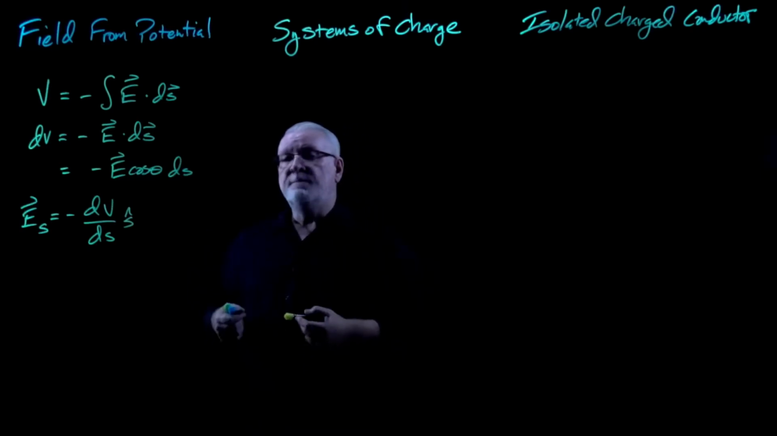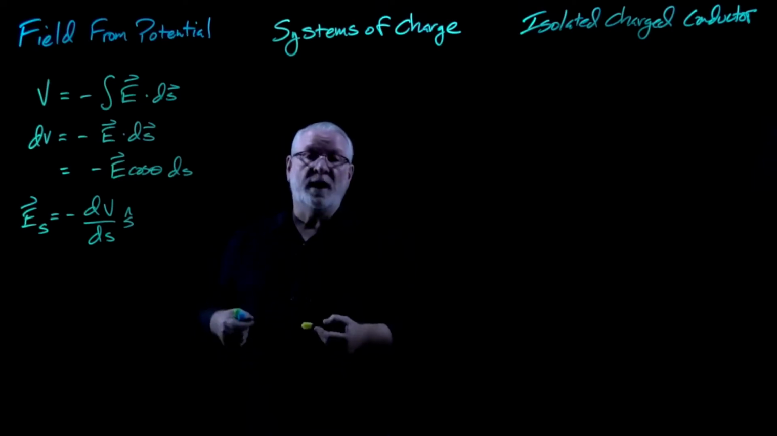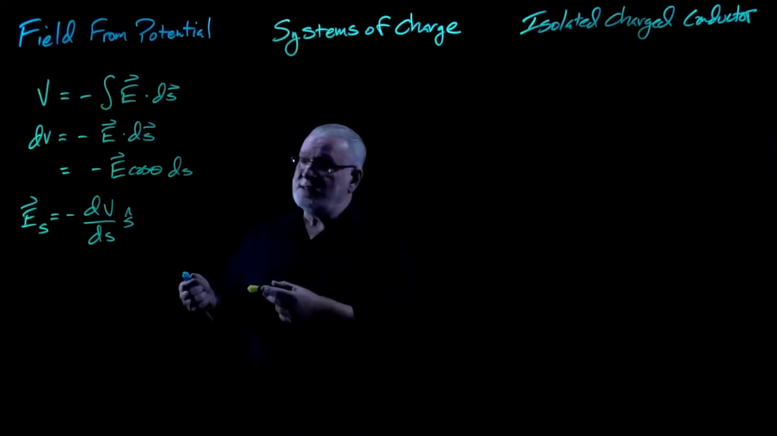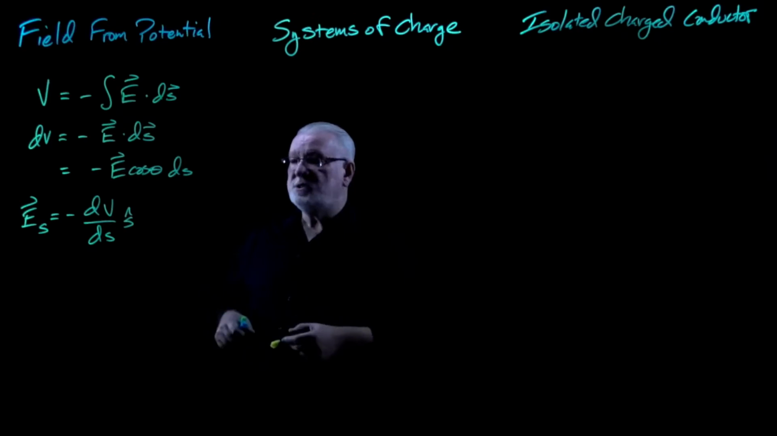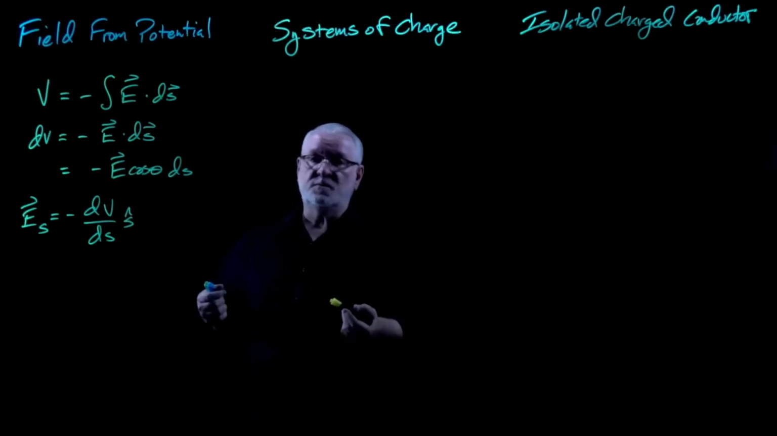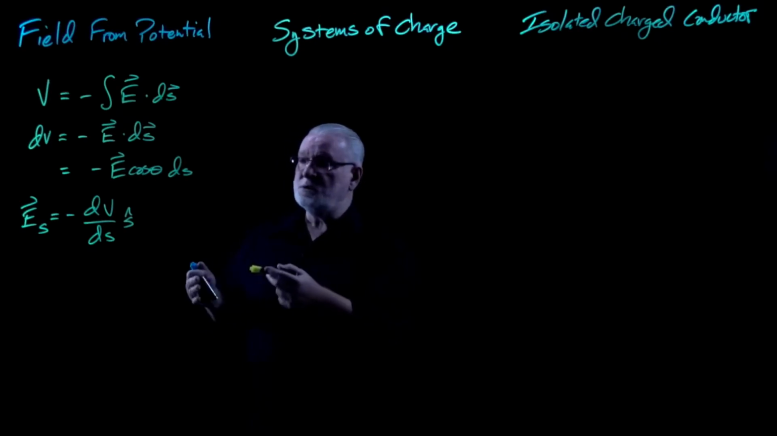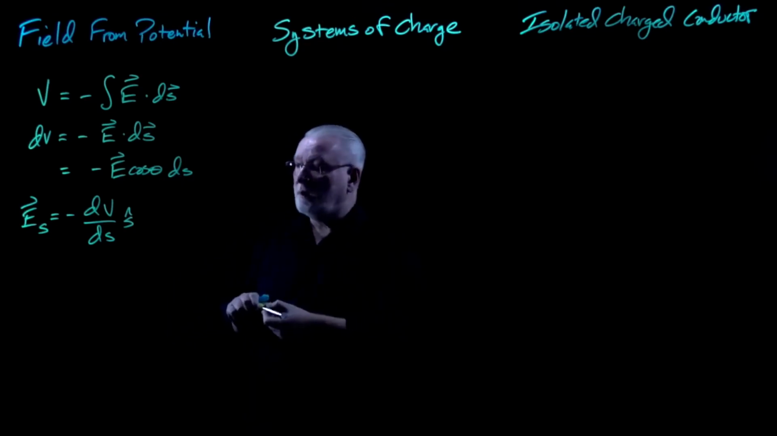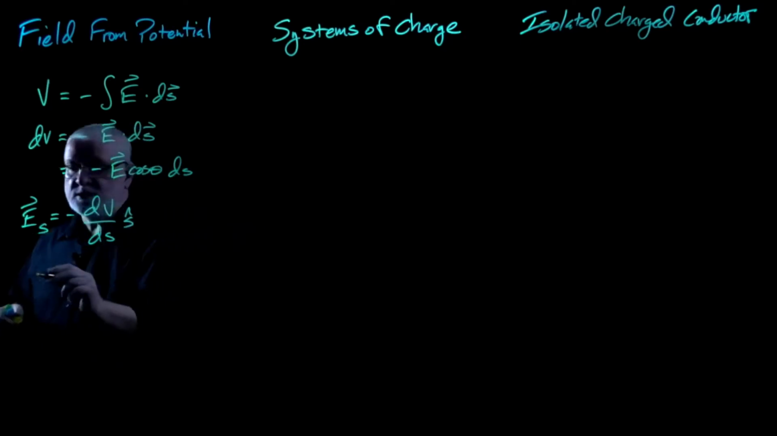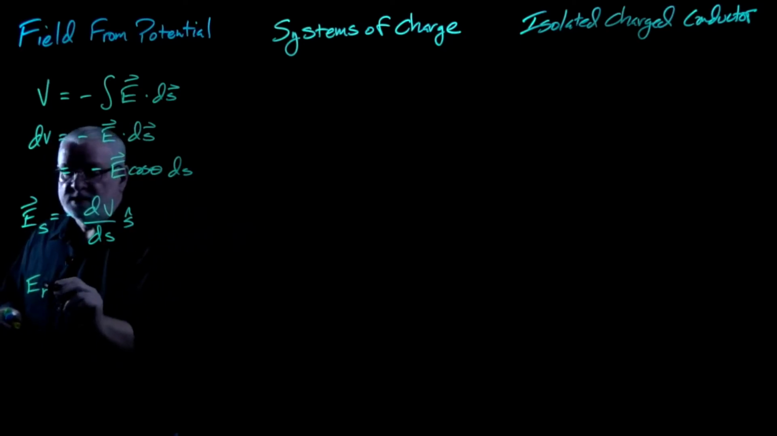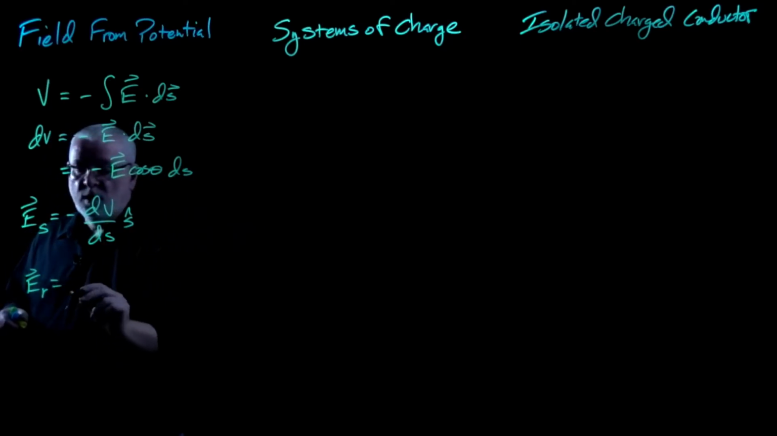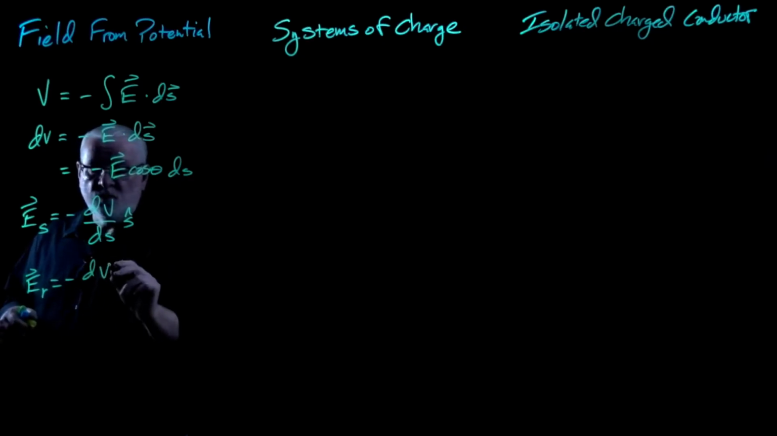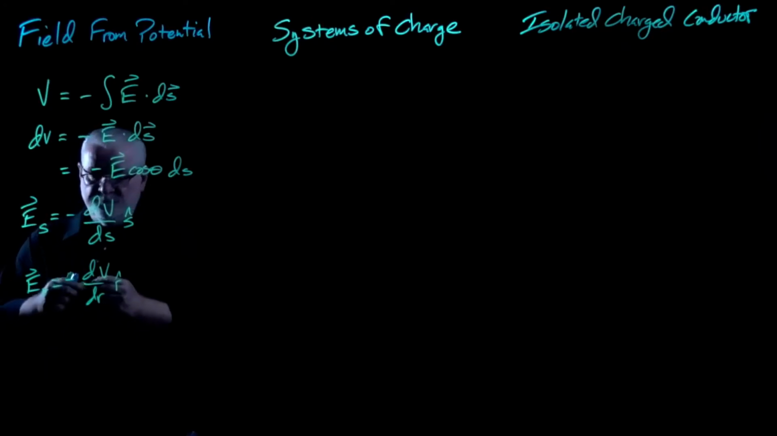Fortunately for us, most of our electric fields have radial symmetry. And that means as we integrate or differentiate dV/ds, they'll just be in the r hat direction. And we'll use the change in potential to determine whether that electric field points inward or outward. So this is really the way it's mostly going to look: E in the r direction will be negative the derivative of V with respect to r in the r hat direction.